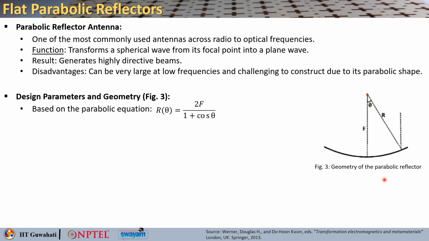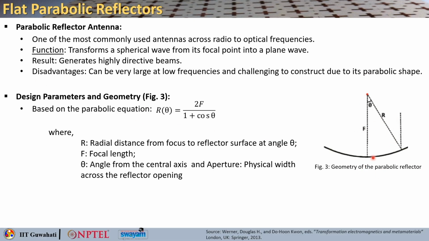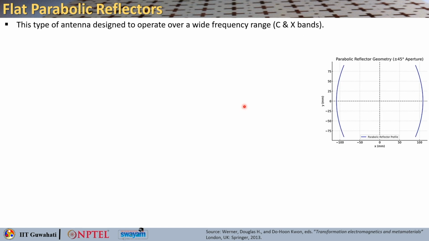So this is how typically the parabolic reflector looks like. So based on the parabolic equation, you can write r theta equals 2f divided by cos theta, where r is basically the radial distance from the focus to the reflector surface at an angle theta, f is basically the focal length, theta is the angle from the central axis and aperture, right, that is basically the physical width across the reflector opening.